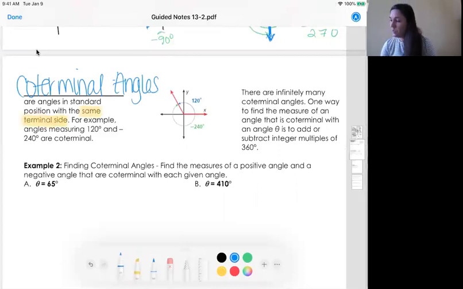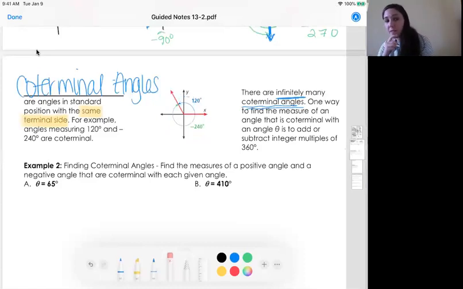Okay. So a couple things we need to point out. There are infinitely many coterminal angles. And if you think about that, I could rotate around, and there's an infinite number of revolutions I could do to find more coterminal angles. I could just keep rotating to find more and more. And you can also rotate in the negative direction, finding more and more coterminal angles. Coterminal, same terminal side.